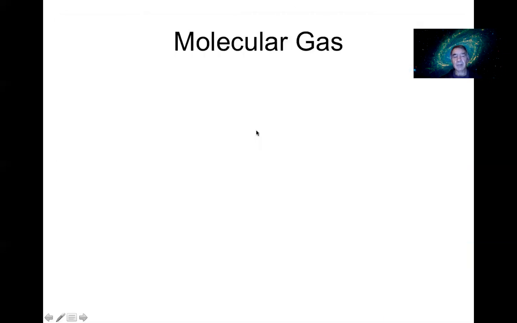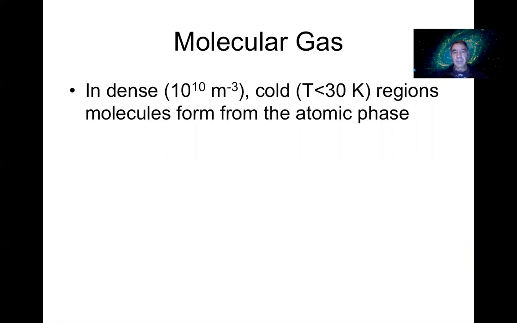Okay, so that's atomic hydrogen gas. Now we're going to talk about molecular gas. This is the last of the three main phases, if you like. We've gone through ionized hydrogen, atomic hydrogen, and now we're going to talk about whether there's any molecular gas out there in interstellar space, and there is.